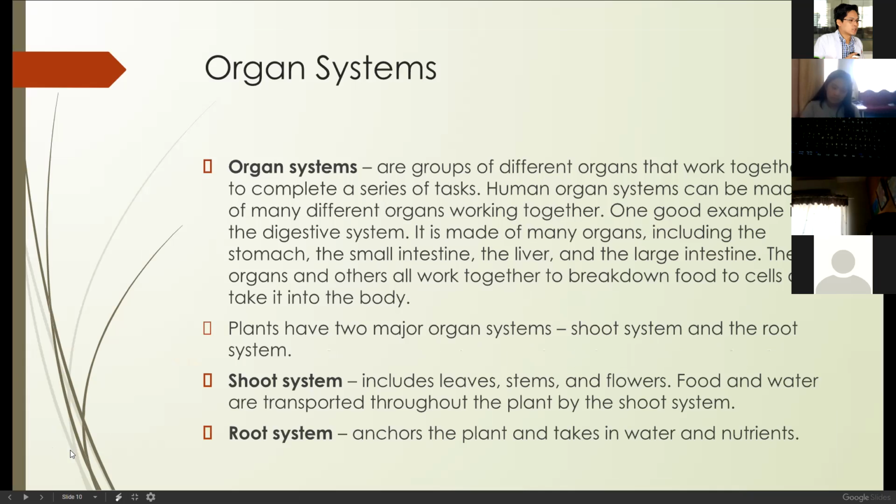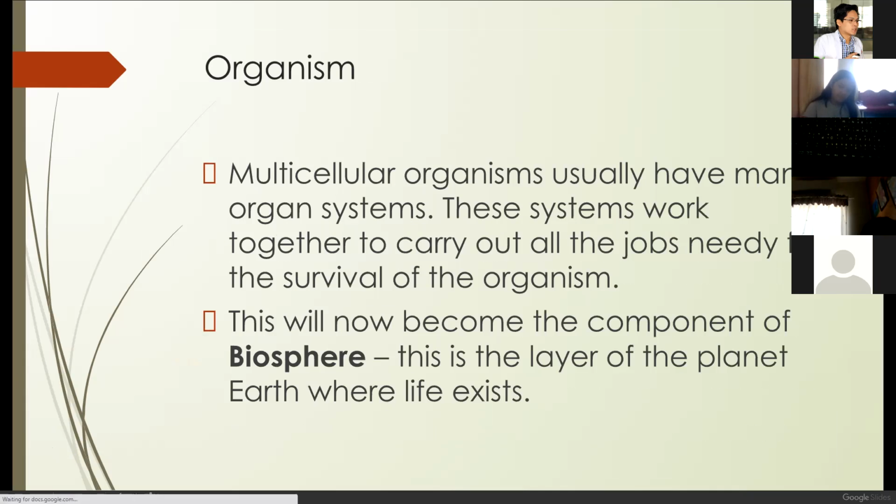Now, if you're going to group organ systems, it will create an organism. Okay. Multicellular organisms usually have many organ systems. We, as human beings, are composed of different organ systems. So what are the systems of your body? Can you give me one? What are the systems of your body? Grade 7, can you give me one? Systems of your body?